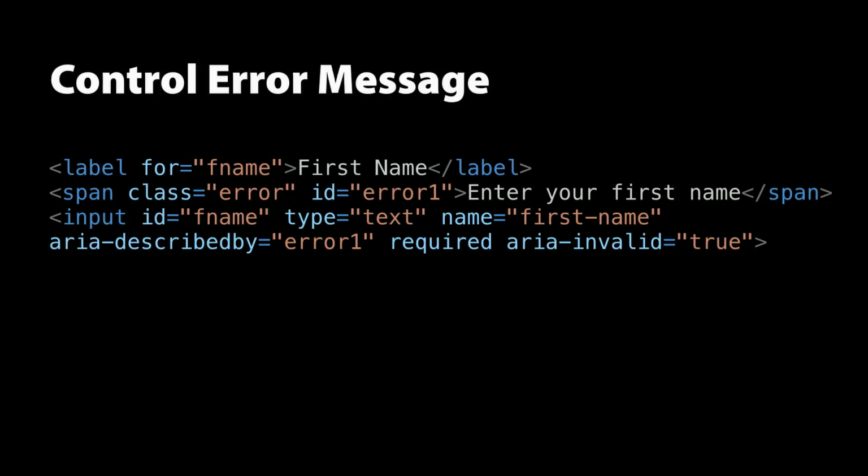But you also need to tell them why it's invalid. So here I have an ID on my error message, and then I'm just doing ARIA describedby on my input. So it is associating the two.